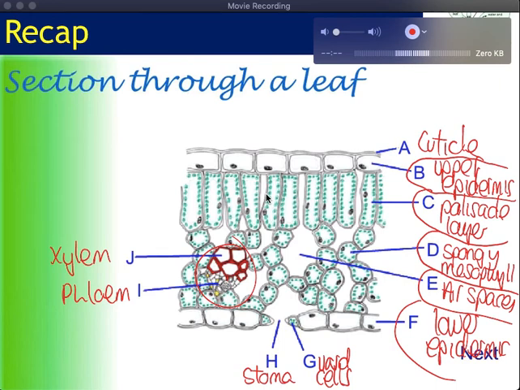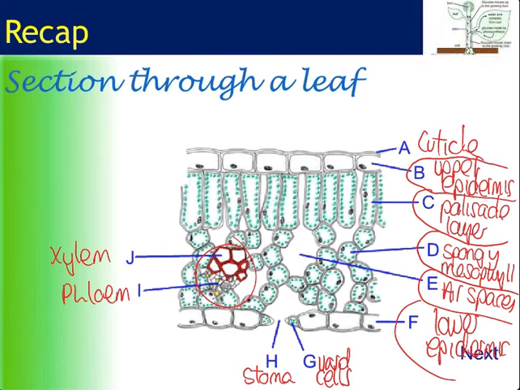So you've had a look at the diagram on page 177, and we'll just go through it very quickly. A and B are dermal tissue. Here you have your cuticle, which is your waterproof layer, and your upper epidermis. And F down here is your lower epidermis, and in your lower epidermis you will have your guard cells, and you will have gaps in the guard cells, which are stoma if it's singular and stomata if it's plural.